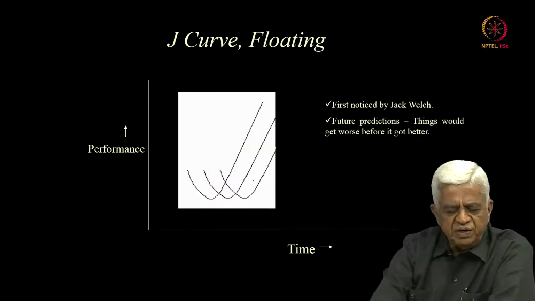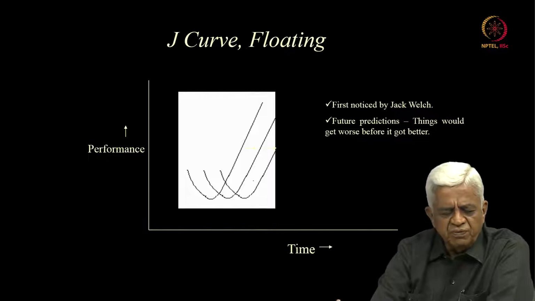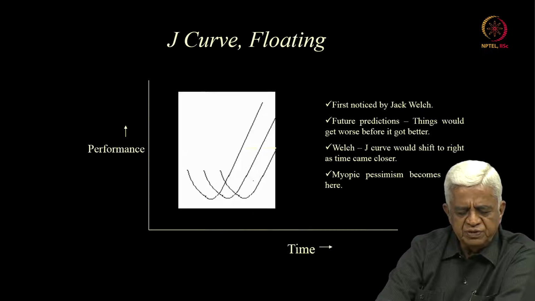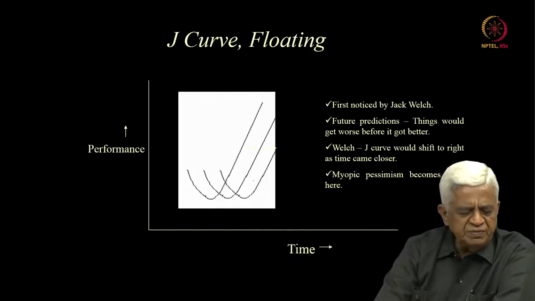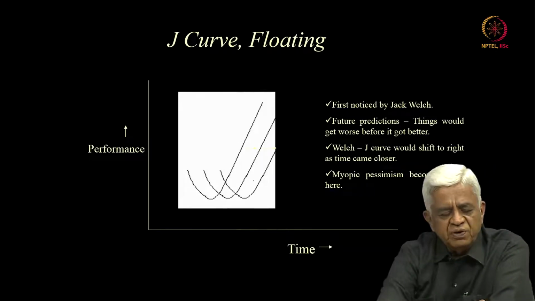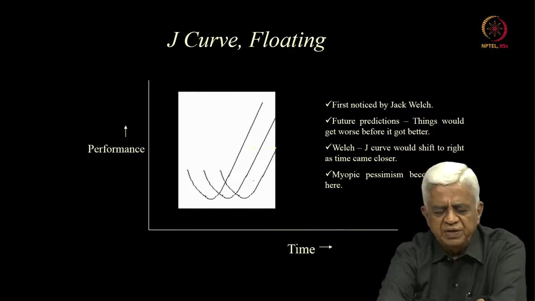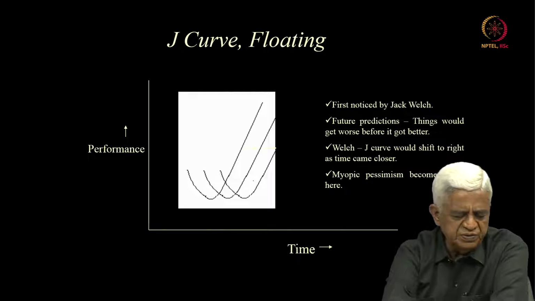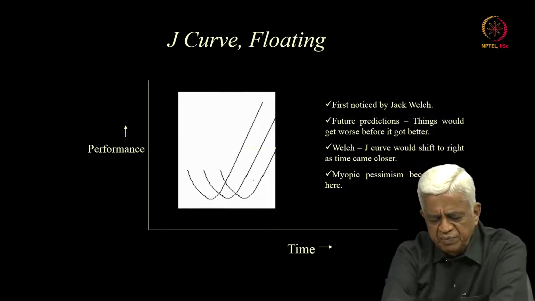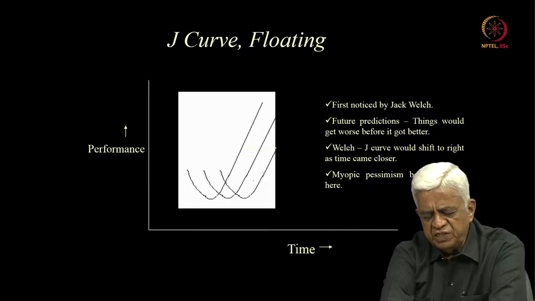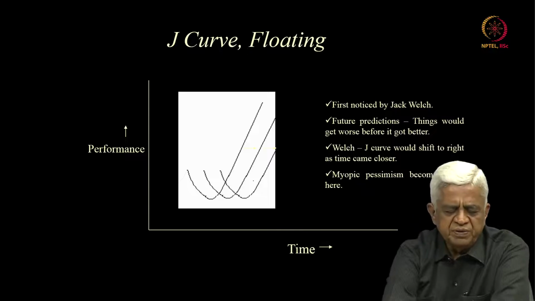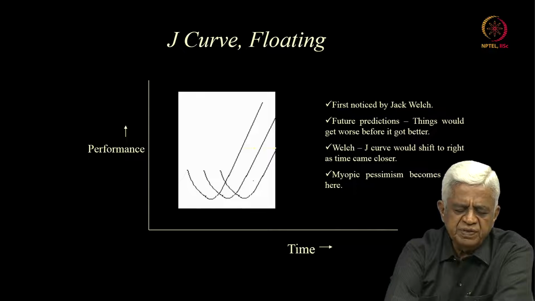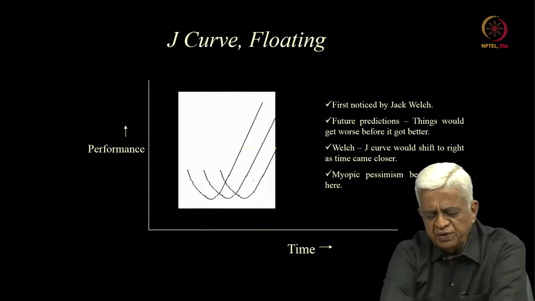So, some of these new terms which are used in performance evaluation. One of that is referring to J curve. This is called floating J curve. It was given by GE's founder Jack Welch, first noticed by him, given by him. It is in fact known as the Welch J, sometimes referred to as the Welch J curve also. That is, it helps in future predictions, things would get worse before it got better.